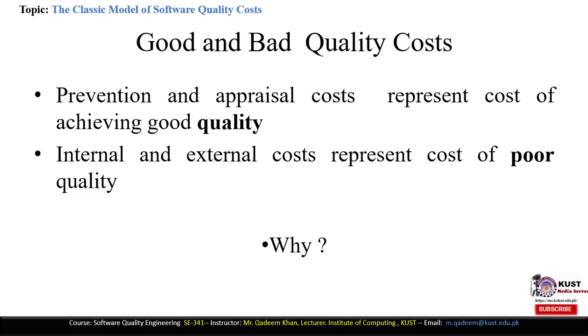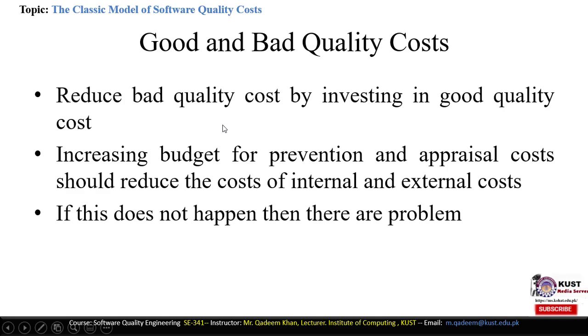Now, what are the reasons for good and bad quality costs? With good quality cost, the project does not fail, while with bad quality cost, the project usually fails. Similarly, we reduce the bad quality cost by investing in good quality costs. So we can reduce the bad quality cost when we invest more in the good quality cost. It means we have to spend more on the good quality, that is the cost occurring on prevention and appraisal, while the bad quality cost is all the cost occurring on the internal and external failures.